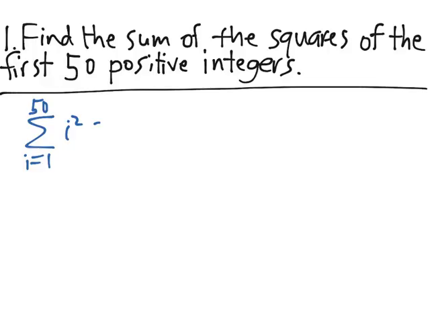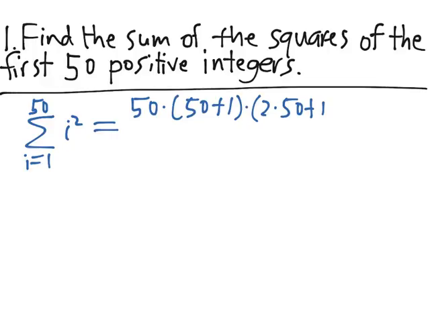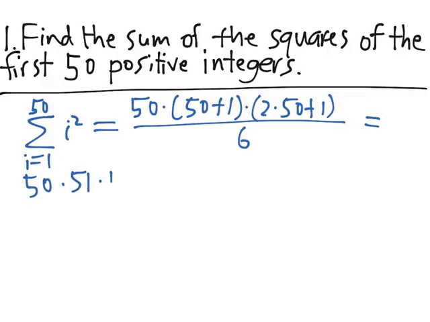We already know that there's a formula to solve sums of this form, which is n times n plus 1 times 2n plus 1 over 6. So if we plug in 50 for n, we have 50 times 50 plus 1 times 2 times 50 plus 1, all over 6, which equals 50 times 51 times 101 over 6.